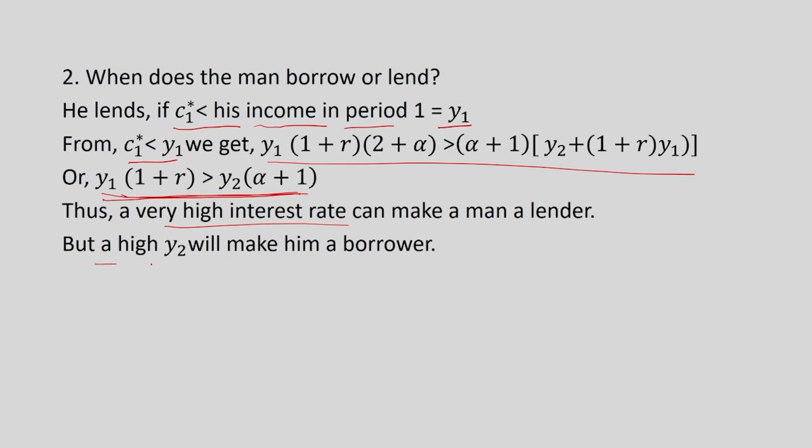On the other hand, if Y2 is high, then the intuition is that if there is a greater income that has to be obtained in the next period, then you will rather be a borrower. There is so much income to be had in the next period that to take the advantage of that, you will borrow money in this period, consume a lot, and pay back that money in the second period, because you can afford to do that. Your income, that is Y2, is very high.